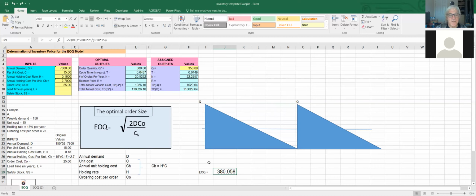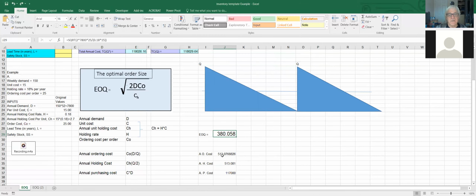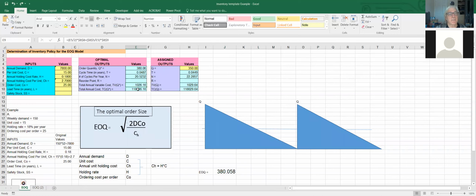So EOQ is Q star, the optimal order quantity that, if you order, you minimize your total cost. Because I entered here 380.06, so I am using the Q star here, and this plus this plus this gives me the minimum total cost, and this one plus this one, the minimum total variable cost. These two appear here. These are the minimum amounts.